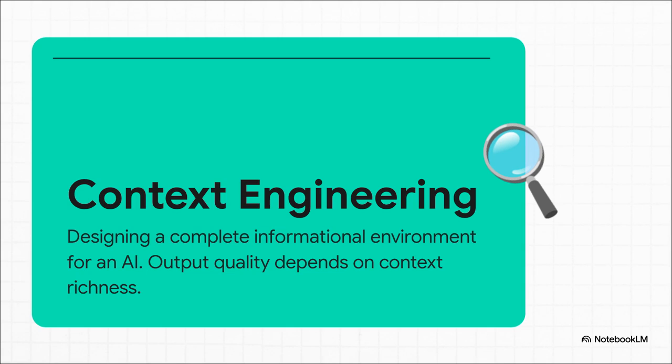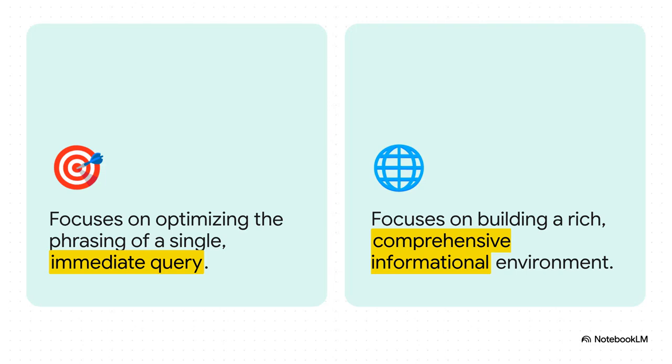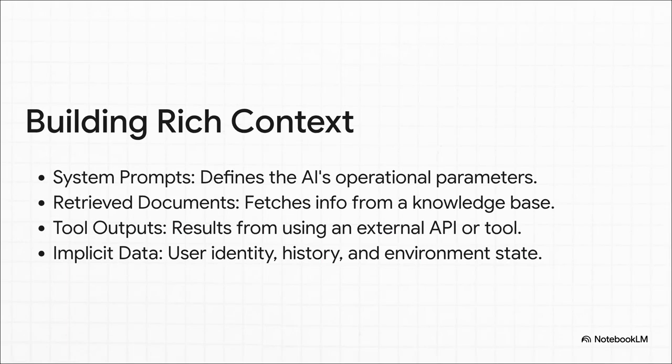It's about giving it all the background info, all the right tools, and all the data it needs to really understand the task at hand. This slide really nails the difference. Prompt engineering is tactical. It's about getting one question just right. Context engineering is strategic. It's about building an entire world for the AI to operate in, making it truly aware of the situation. So what actually goes into this rich context?